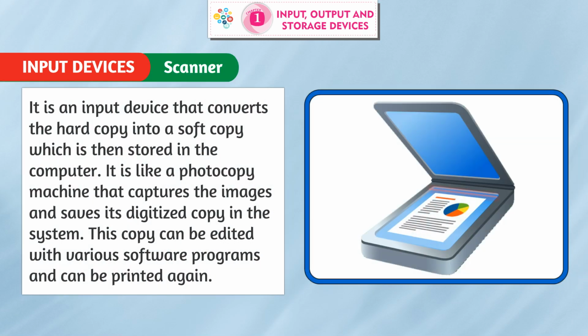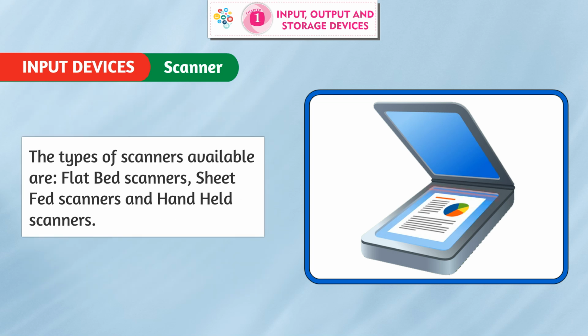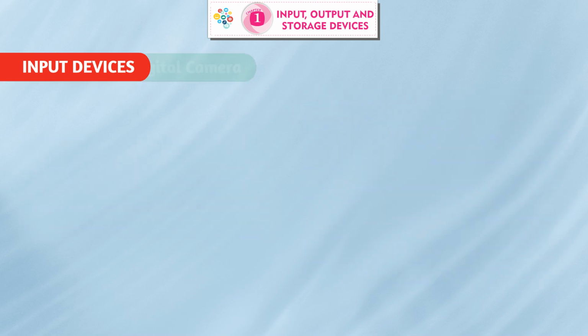Scanner. It is an input device that converts the hard copy into a soft copy, which is then stored in the computer. It is like a photocopy machine that captures the images and saves its digitized copy in the system. This copy can be edited with various software programs and can be printed again. The types of scanners available are flatbed scanners, sheet-fed scanners, and handheld scanners.